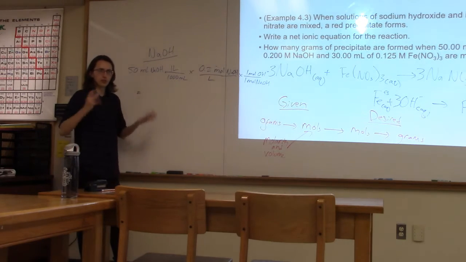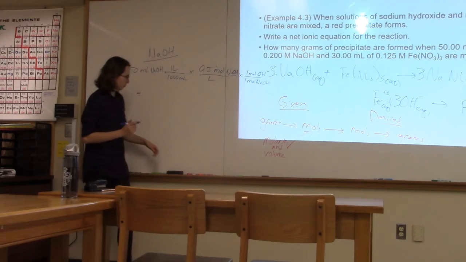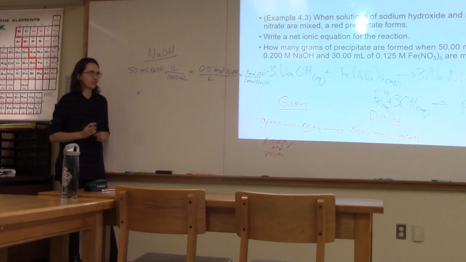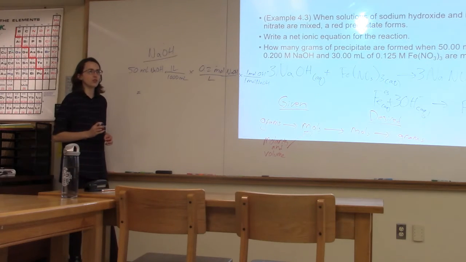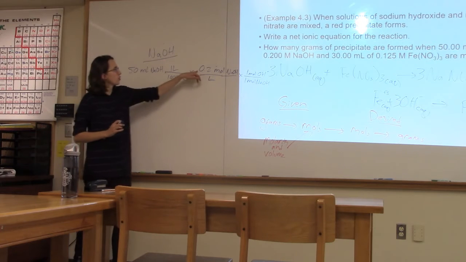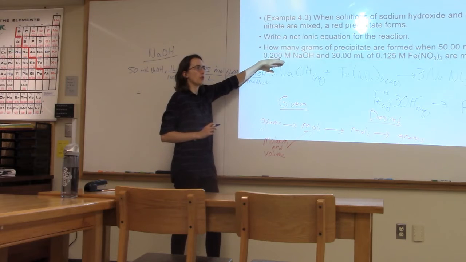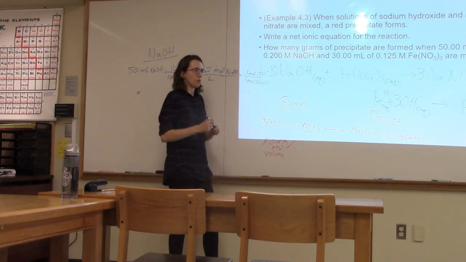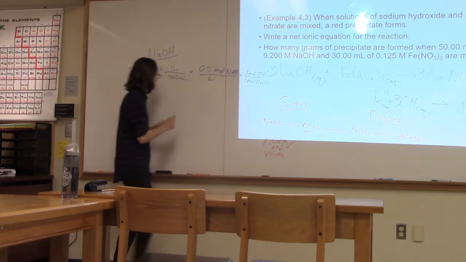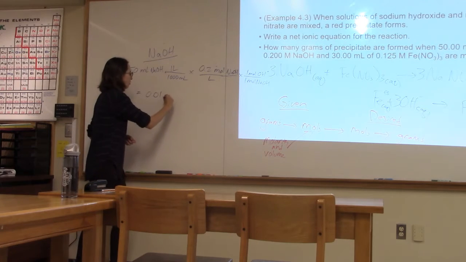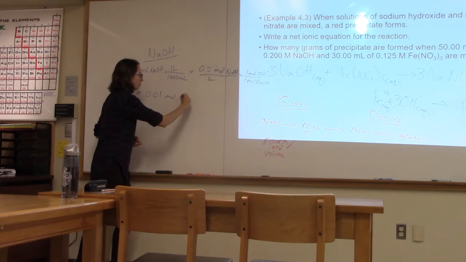Someone calculate. It's 25 divided by 1,000. Oh, wait, no, 0.2. I don't have my calculator with me. It's 0.2 moles per liter because that's the concentration. The concentration that was given to me in the problem was 0.2 moles. It's 0.01.